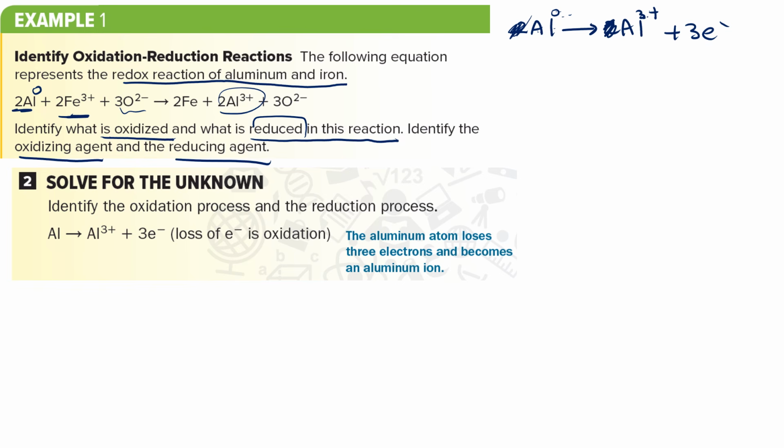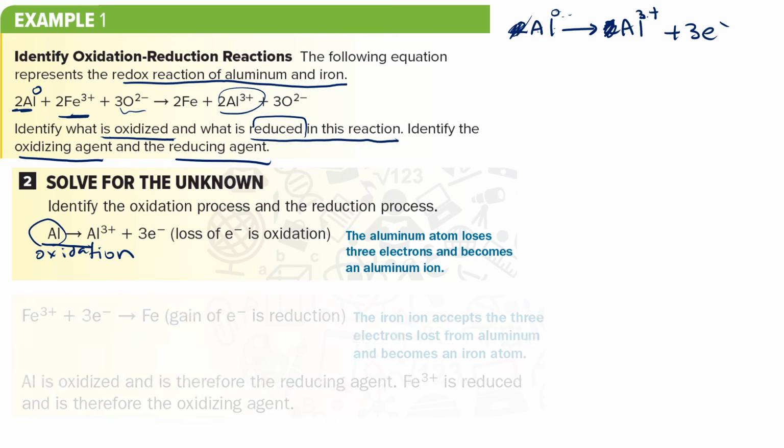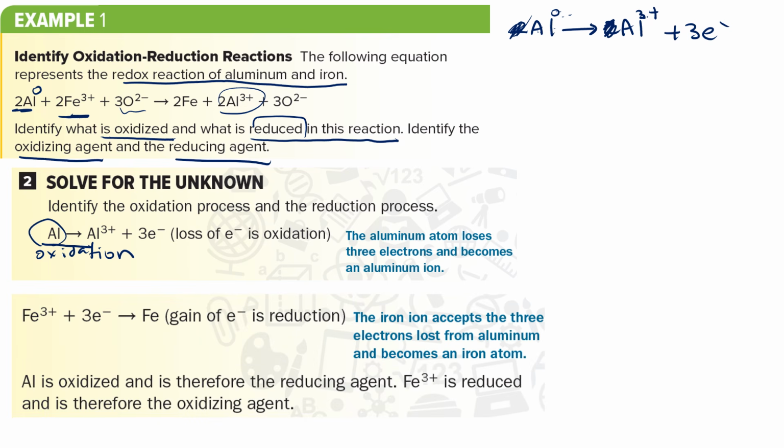وفقدت إلكترونات. كيف عرفنا إن هي فقدت إلكترونات؟ لأنه شحنتها صارت موجبة، كانت 0 وصارت موجبة. فأكيد ال AL حصلها oxidation. صح ولا لا؟ Now look at Fe. Look at Fe here. ال Fe كانت plus 3 صح؟ وشو صارت هني في النواتج؟ 0.